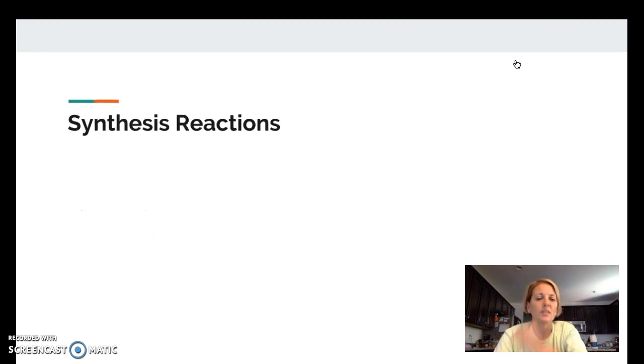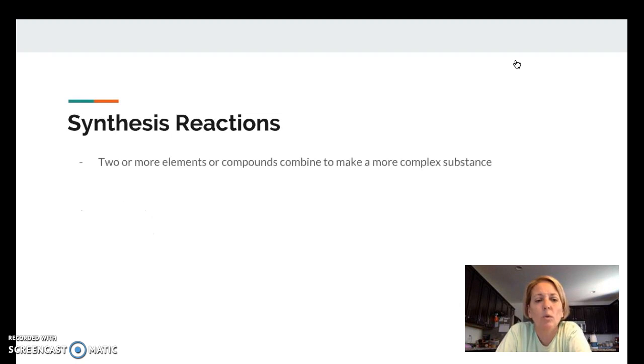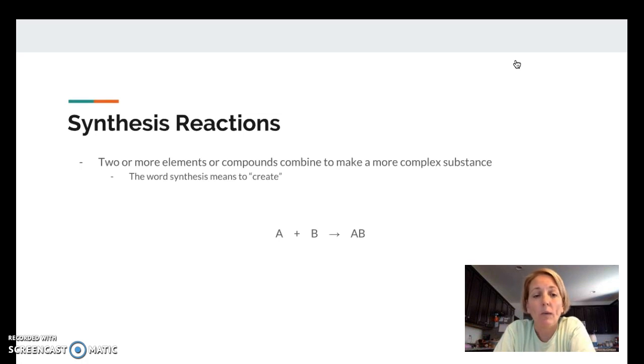A synthesis reaction is when 2 or more elements or compounds combine to make a more complex substance. The word synthesis you've hopefully heard before in photosynthesis. In photosynthesis, plants create food using light, because the word synthesis means to create. So in a synthesis equation we are actually creating a new complex substance. If we look at it in terms of our equation, we have our reactants.